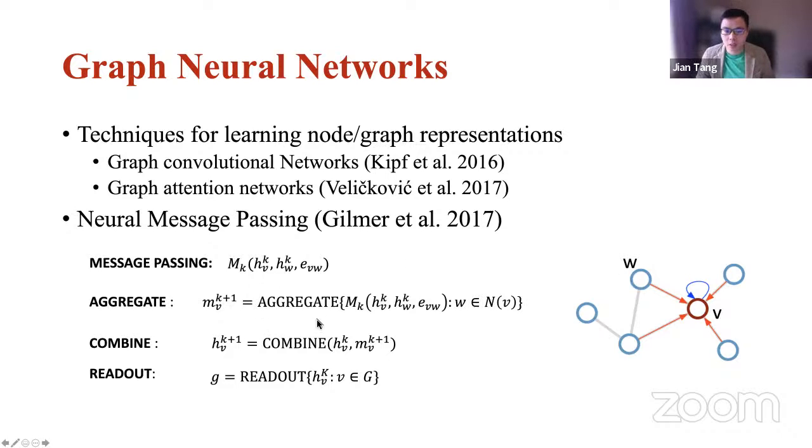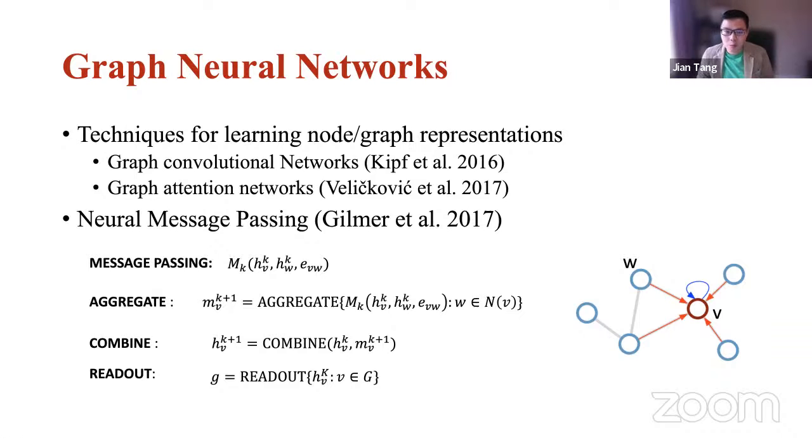And then we have an aggregate function here to aggregate the messages from different neighbors. So a simple aggregation function could be just taking the summation. Basically, you sum up all the messages from your neighbors, okay? And then you have your message from neighbors. But of course, for the node V itself, it also has a representation.